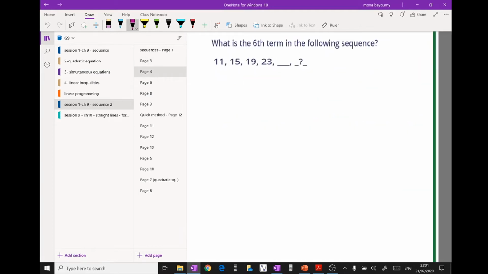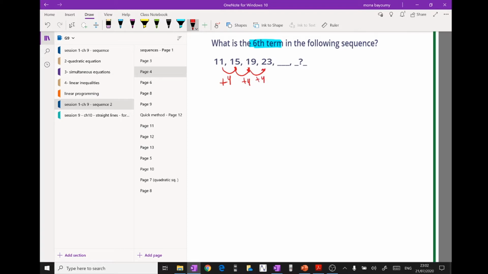Now, he asked us to find the sixth term. To find the sixth term, we have to find first the common difference between any two successive terms. 15 minus 11, it is positive 4. Okay? 19 minus 15, it is positive 4. Again, 23 minus 19, it is positive 4.